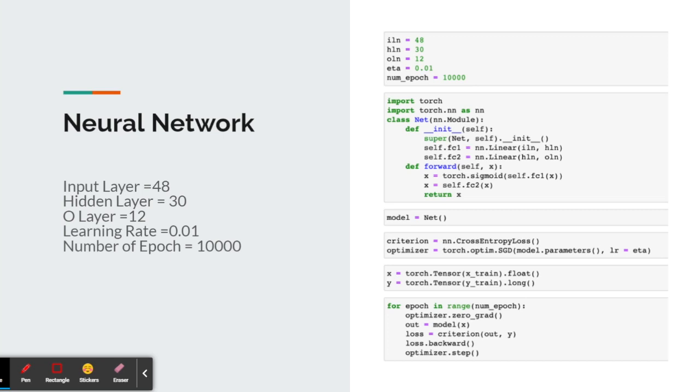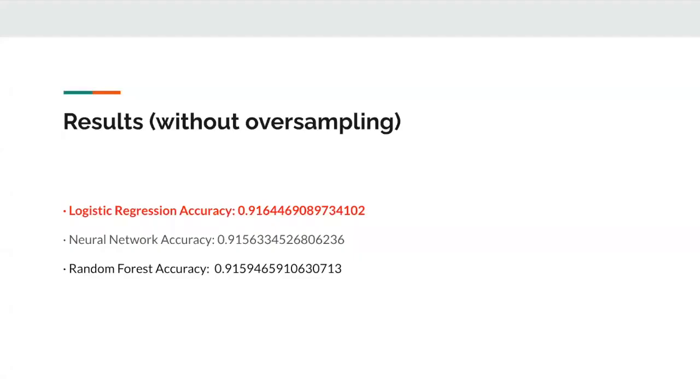And Yao Chen will discuss the result part of the project. Hi, this is Chen, and I will talk about the results of our 3 models. Our models include the logistic regression, neural network, and random forest.